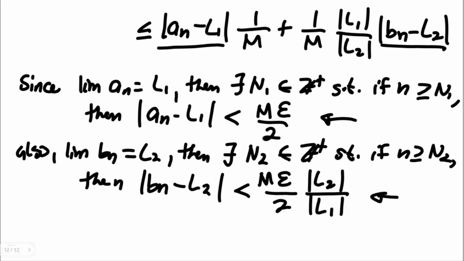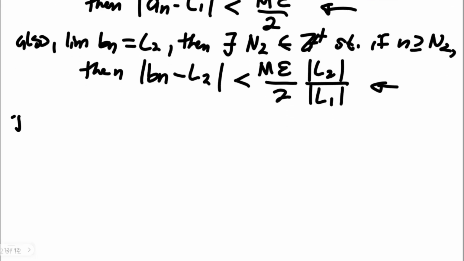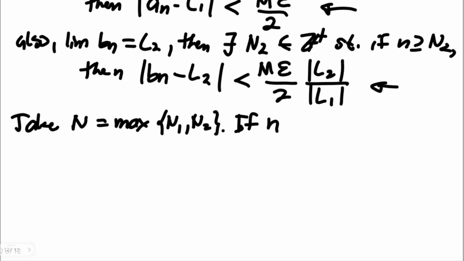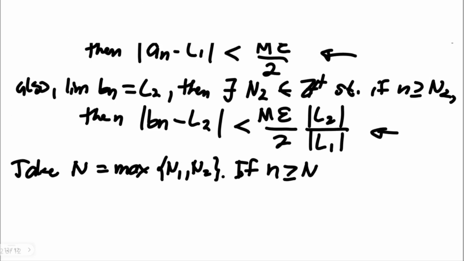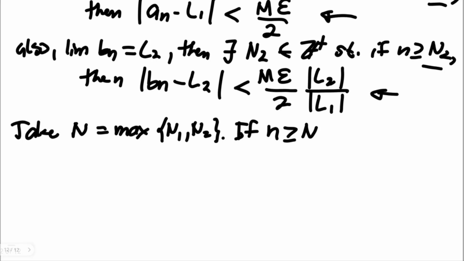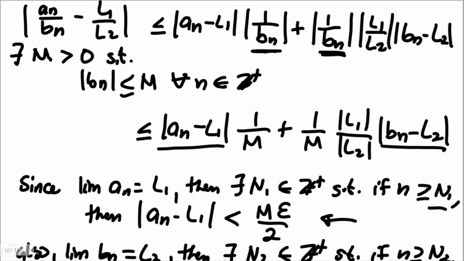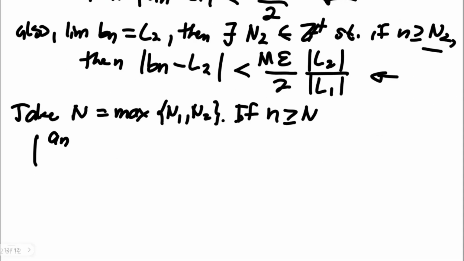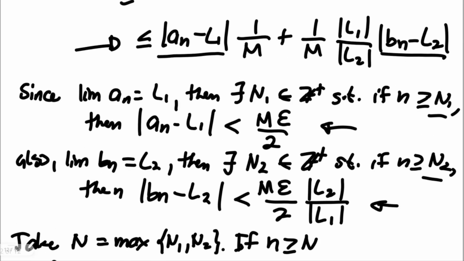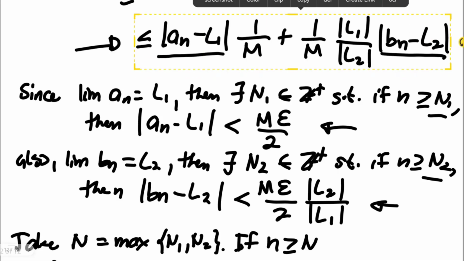They really depend on what your form is, if you're using the triangle inequality and so on. So what we need to do finally, because we introduced n sub 1 and n sub 2, is to let n be the maximum of n sub 1 and n sub 2. Then if n is greater than or equal to the maximum of these two, we already discussed those concepts. Now let's review everything. You have the absolute value of a sub n over b sub n minus L sub 1 over L sub 2, which is less than or equal to, using the triangle inequality, this one here. I can just copy that to save some time.